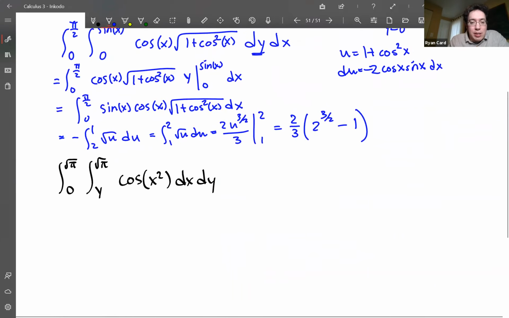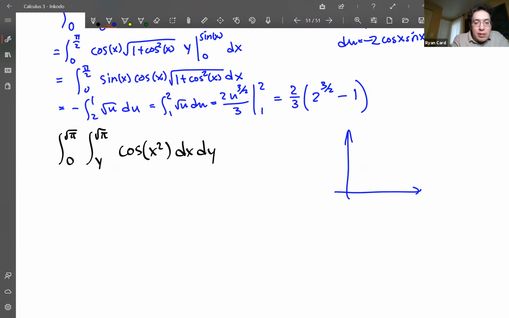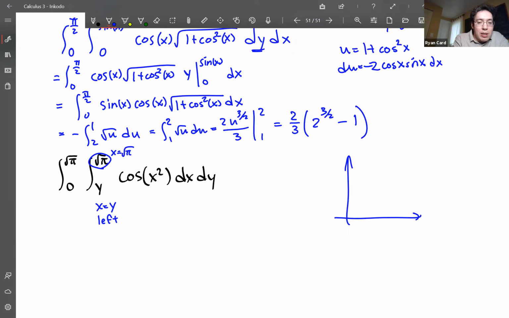So cosine of x squared, again, there's no technique that we learned in Calc 2 that does this. So let's try to change the order of integration. X is changing from the left curve, x equals y, to the right curve, x equals square root of pi. So x equals y is y equals x, that 45-degree diagonal line here. And x is equal to square root of pi. And y is changing from 0 to square root of pi. So this is the region we're looking at.